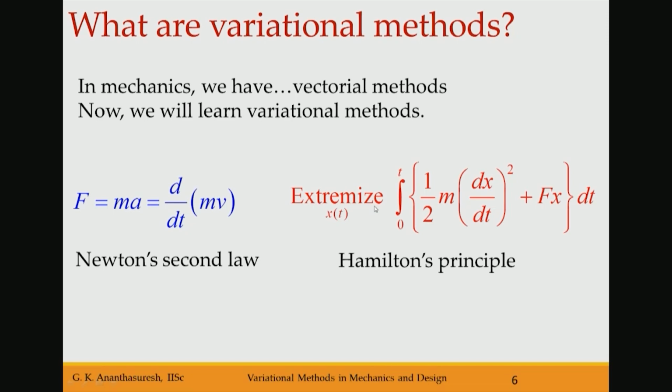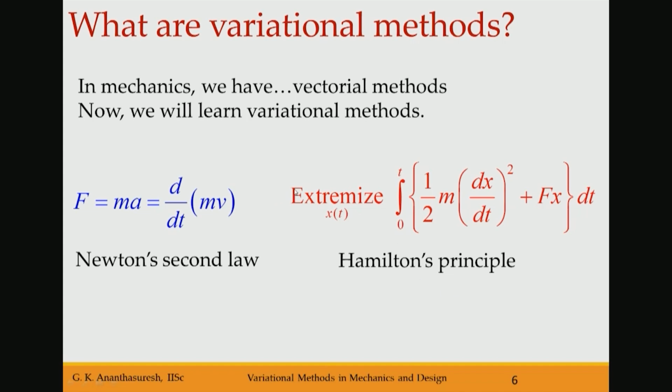Okay. We are extremizing a quantity which looks like this: integral from 0 to T of half m (dx/dt) squared plus f x, dt, extremized with respect to x(t). Just like in the previous problem where we minimized, here we are leaving it open. We can maximize it or minimize it with respect to x of t, that is our unknown. dx/dt would be our velocity, d squared x by dt squared will be our acceleration. So, we extremize a quantity, and that is called Hamilton's principle, which is a variational principle.